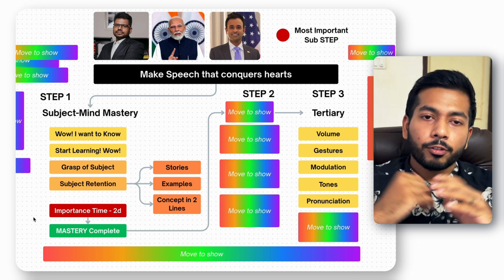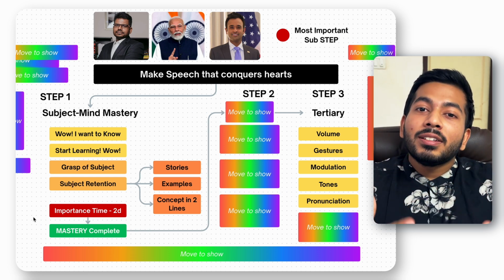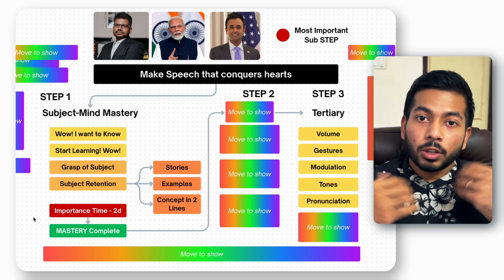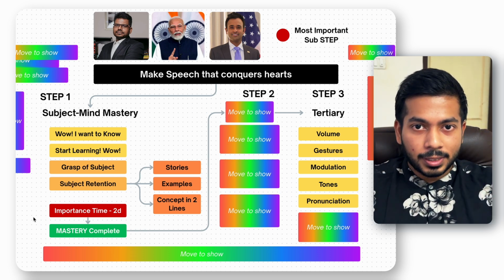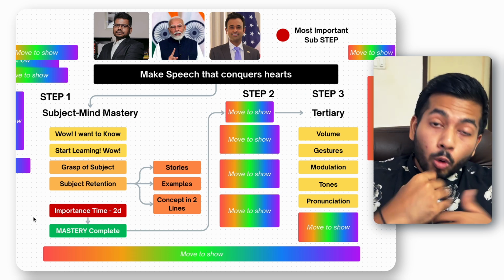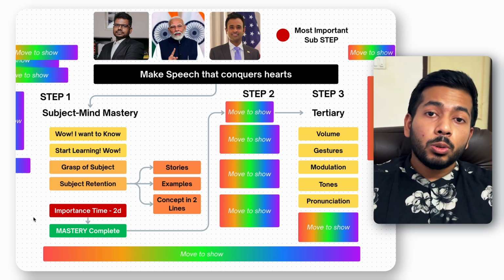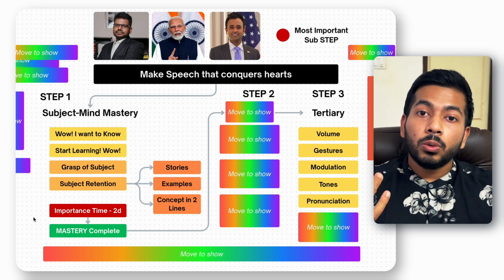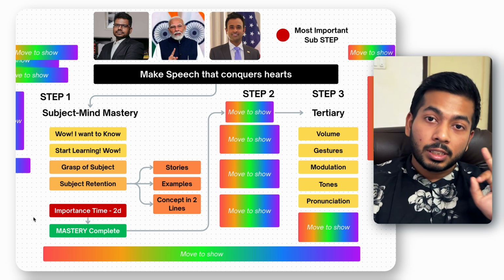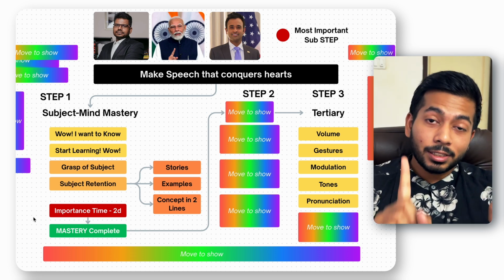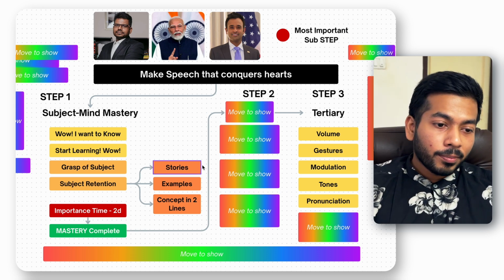You think about it for 2 days. You try to go deeper into the stories that you've talked to yourself about regarding this topic. You go deeper into the examples. You visualize those examples. You go back to what you have read and read it again. So you do this for 2 days. Once you do that, your mind has settled into this particular topic. Okay. And the mastery of subject, mind mastery, is complete. That's the first step. And now we can go into the second step.